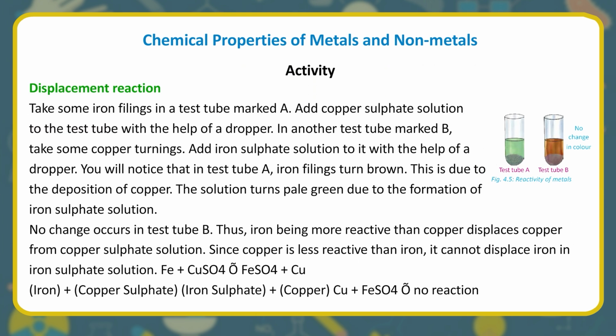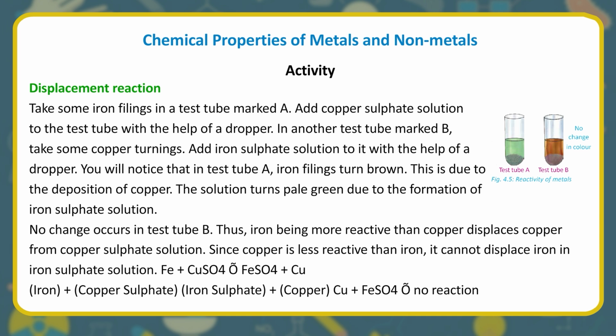Activity. Displacement reaction. Take some iron filings in a test tube marked A, add copper sulfate solution to the test tube with the help of a dropper. In another test tube marked B, take some copper turnings. Add iron sulfate solution to it with the help of a dropper. You will notice that in test tube A, iron filings turn brown. This is due to the deposition of copper. The solution turns pale green due to the formation of iron sulfate solution.